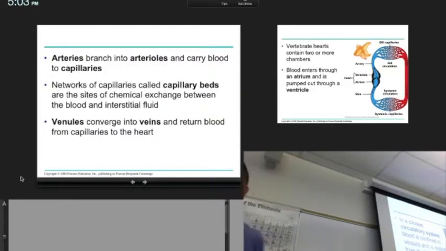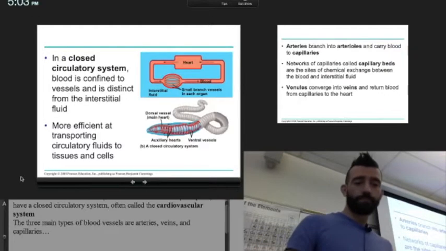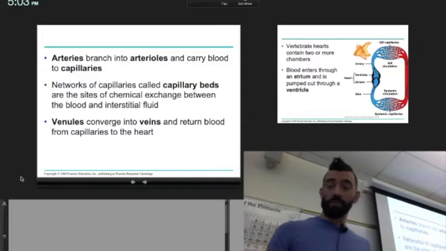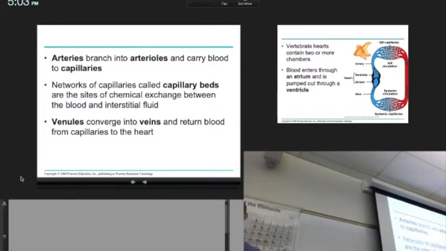Okay, and I think we did touch on this also last week. We have three different kinds of blood vessels. We've got arteries, capillaries, and veins. Arteries start out from the heart going out. They branch into smaller arterioles, and eventually those branch into capillaries.